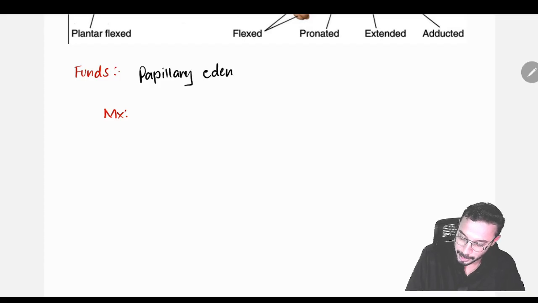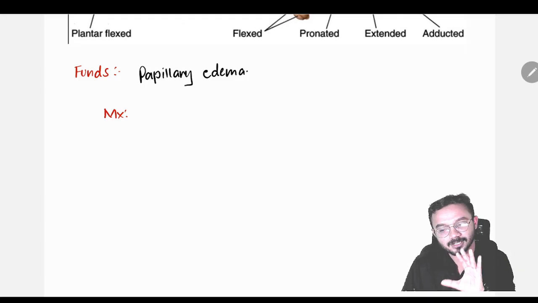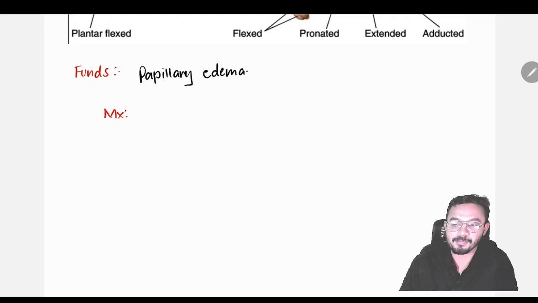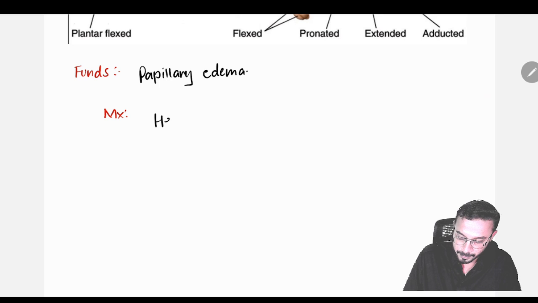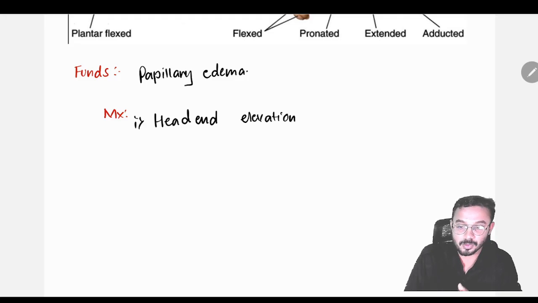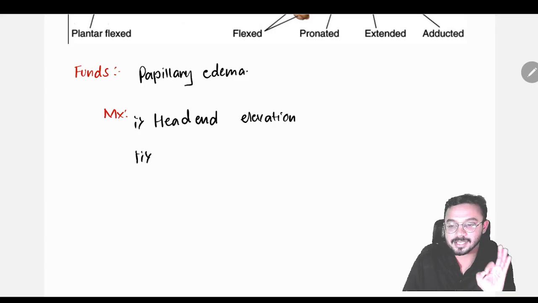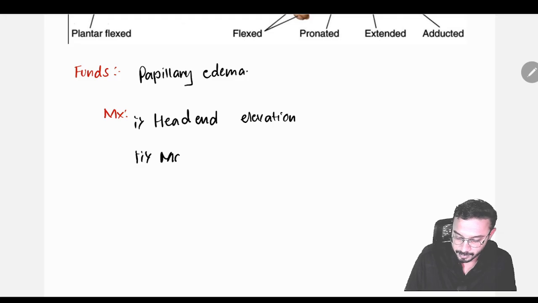And these are all the clinical features you are going to see in a raised ICP patient. And how do you manage this? Through head end elevation. And next, you are going to give an osmotic diuretic, that is mannitol, which is used in raised ICP.